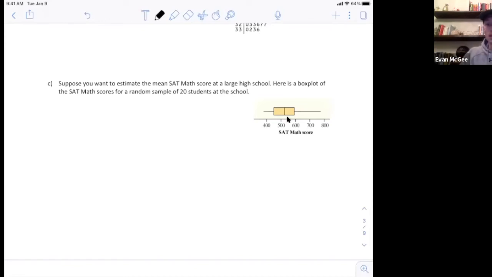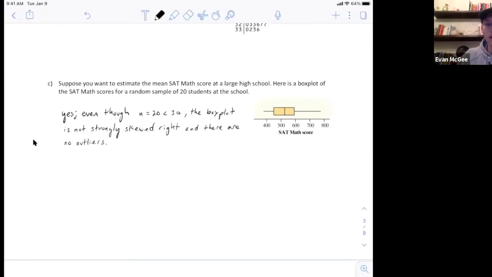It looks to me like there is a longer tail being stretched out this way, but this isn't strong skewness because the median is still right in the middle of the box plot. So even though our sample is less than 30, since there's no strong skew and there are no outliers in the distribution of the sample, we can proceed with T procedures and make a T interval.